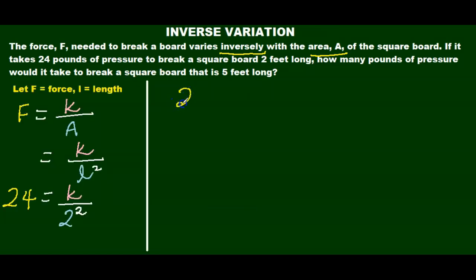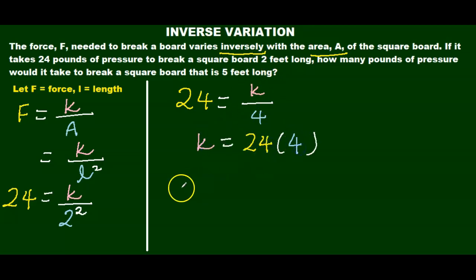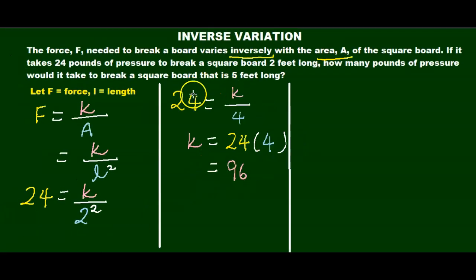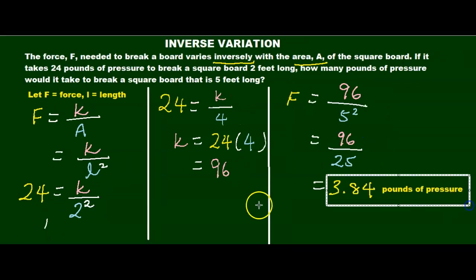Simplify, so I have 24 equals K over 2 squared, which is 4. Multiply both sides by 4, I get K equals 24 times 4, which gives me 96. Now that we've found K, we can plug it back into our equation F equals K over A. So now F, which is what we want to find, equals 96 over, now we're not given the area of the new square board, we're given the length, so we have to do 5 squared, which simplifies to 96 over 25, which equals 3.84 pounds of pressure.